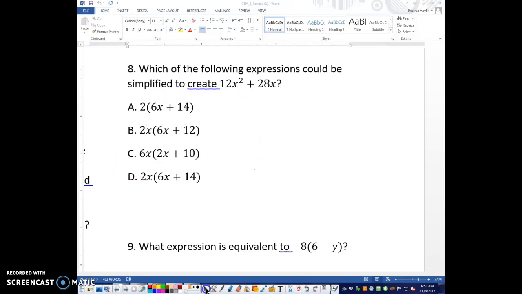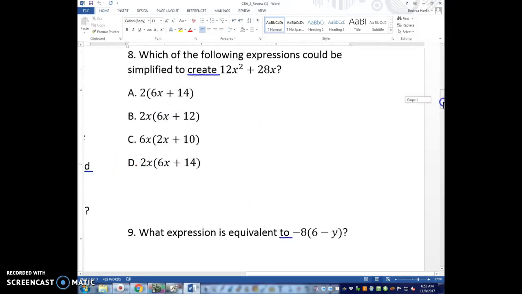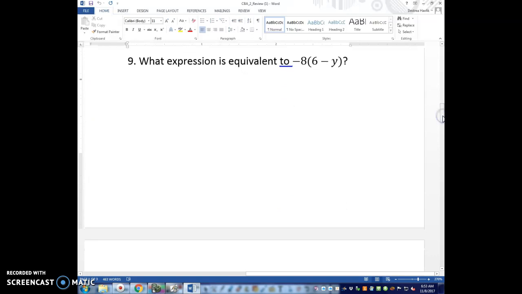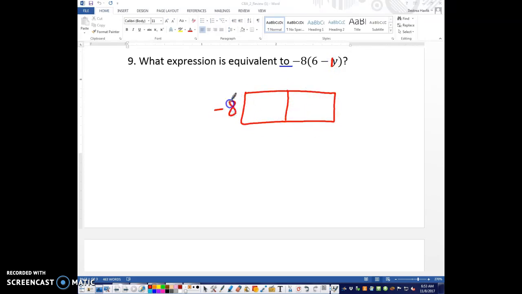Okay, number 9. Which expression is equivalent to this? Now remember, when you do stuff like this, make sure you write a 1 in front of that y so you're not confused. Now let's go ahead and use the box method for this one that we've been going over. We have negative 8, and inside we have 6 minus 1y, right? So what's negative 8 times 6? Negative 48. Okay? Negative 8 times negative 1 is positive 8y.